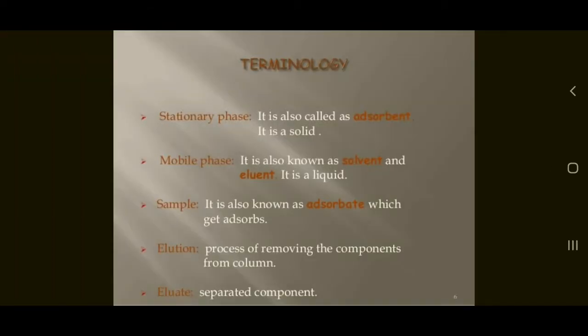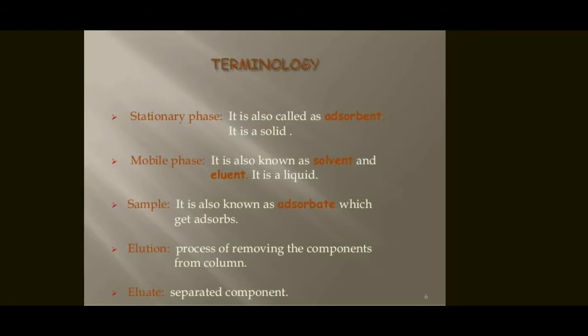Okay, students. So, the chromatography terminology: the stationary phase is also called the adsorbent, and it is a solid phase. Students, the stationary phase is the solid phase, and the mobile phase is also known as the solvent, and it is a liquid phase. The sample is also known as the adsorbate, which the gel adsorbs, and elution is the process of removing the components from the column. So the eluates are the separated components. Okay, friends.